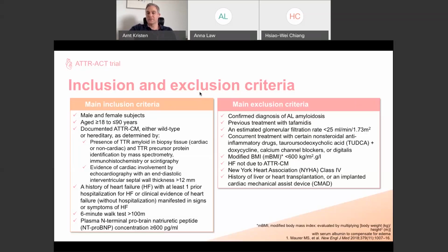Baseline demographic characteristics are shown in the next table. So patients were at the age of 75 years, predominantly male patients, and approximately 25% of the patients had mutant ATTR amyloidosis, and 3/4 had wild-type TTR amyloidosis.